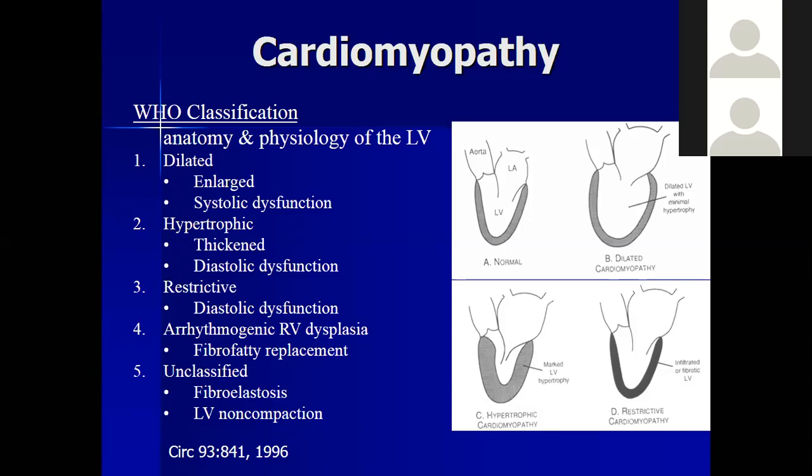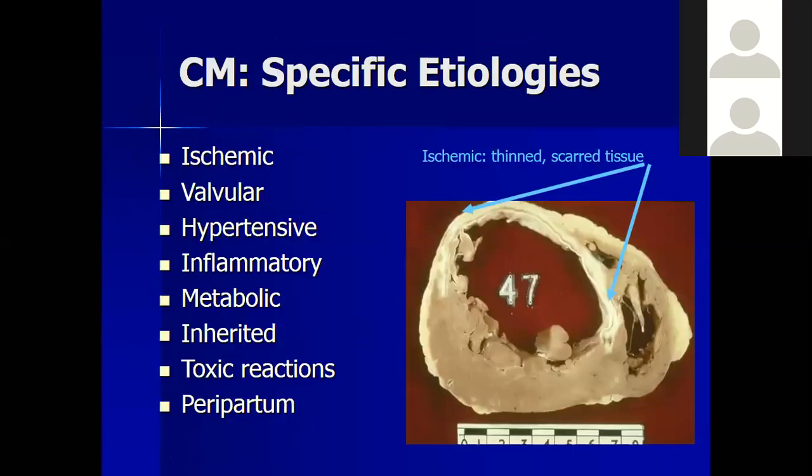Arrhythmogenic right ventricular dysplasia, unclassified fibroelastosis, and LV non-compaction. So we are going to discuss each and every cardiomyopathy one by one. First of all, what is the etiology for the cardiomyopathy? It could be ischemic, valvular, hypertension, inflammatory, metabolic, inherited or toxic reaction, or peripartum.